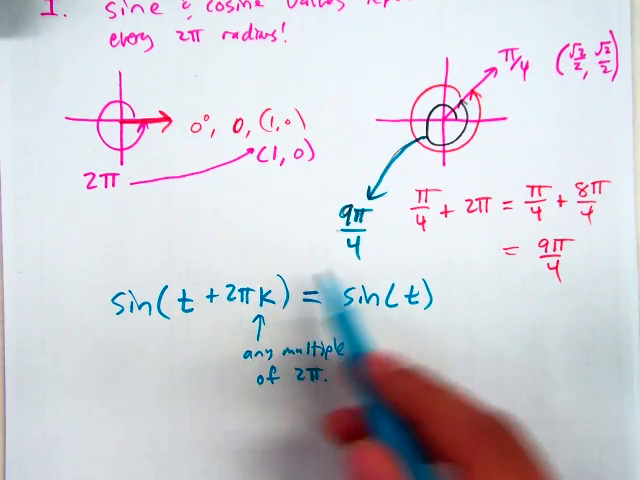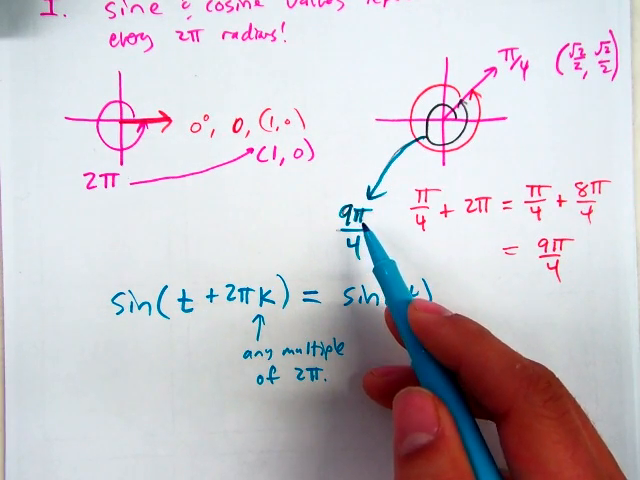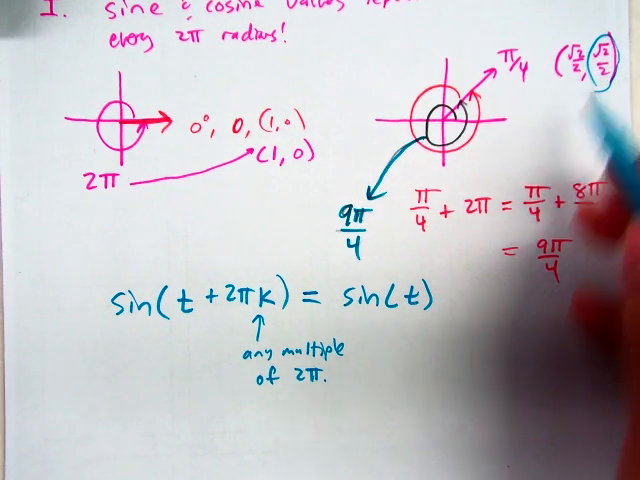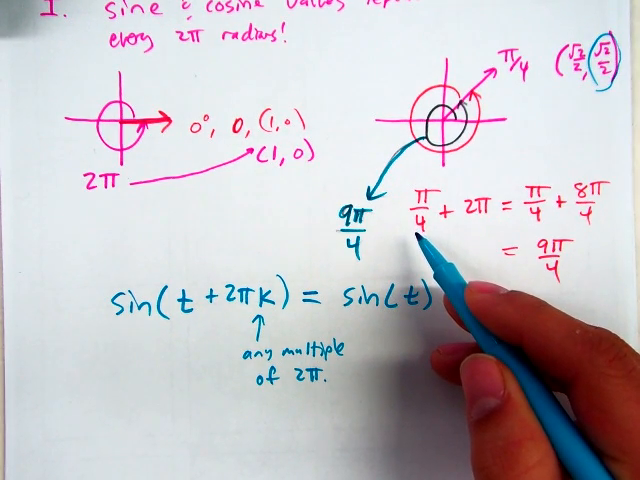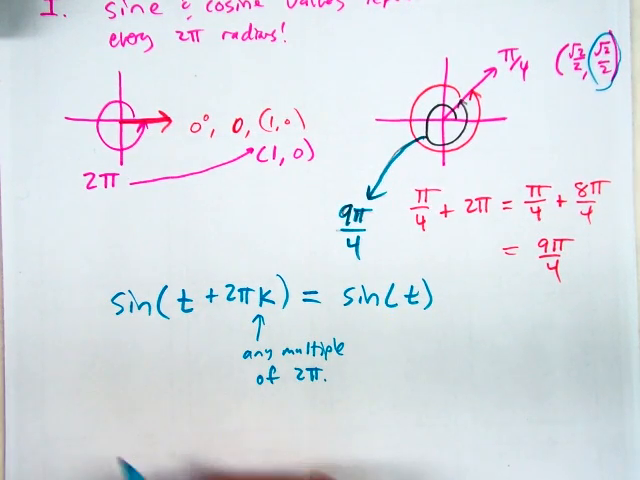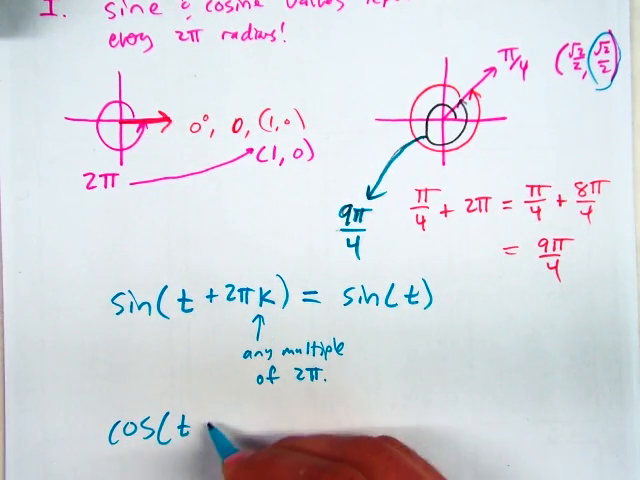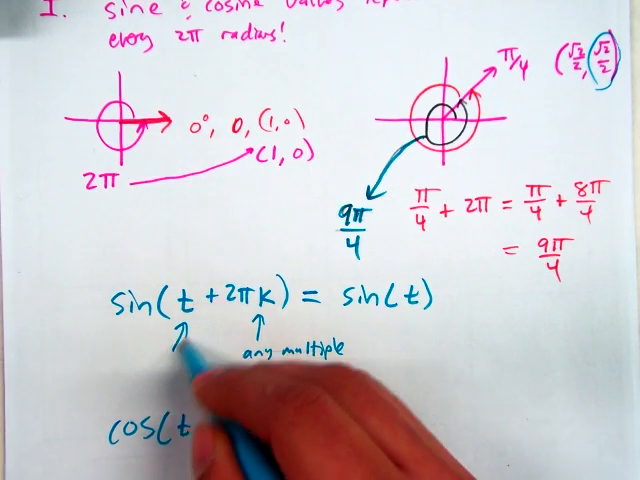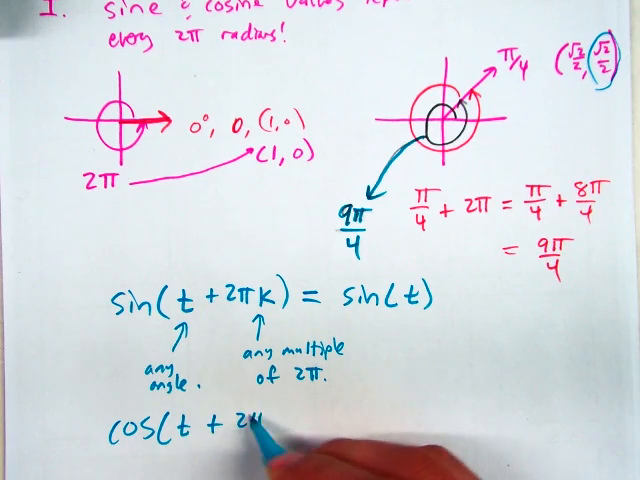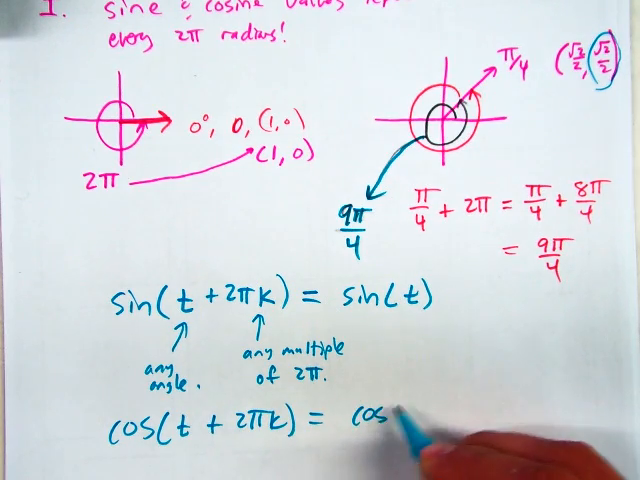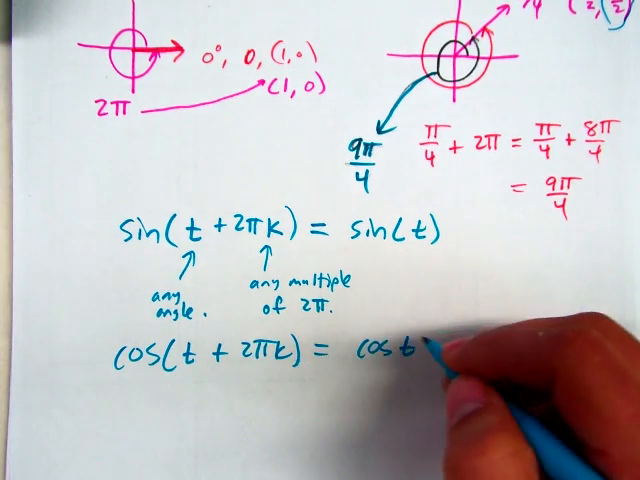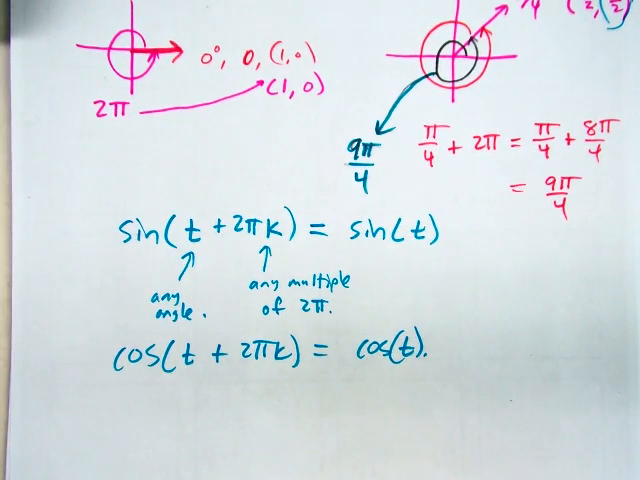So, and this kind of shows it, the sine of 9 pi over 4 is going to be the y coordinate, which is root 2 over 2, which is the same thing as just the sine of regular pi over 4. Does that make sense? Okay. That works for cosine too. So this represents any angle, t. I could do that for cosine, and that stays true, that the original angle, whether I add 2 pi or any multiple of it, will stay the same. Okay?